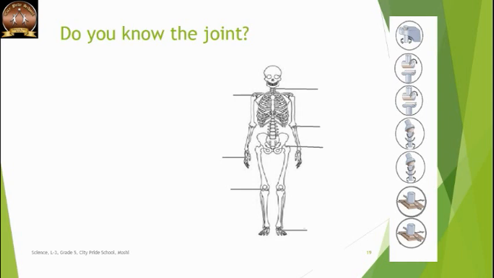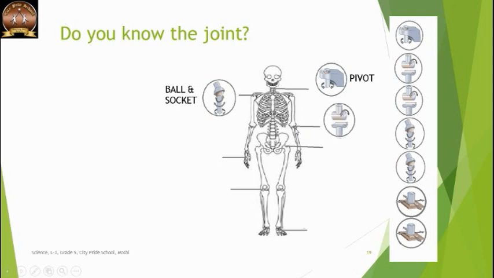Now, let us see how much you remember. The joint at the neck is called the pivot joint. The pivot joint allows for side-to-side movement. The joint at the shoulder is called the ball and socket joint. The ball and socket joint allows for free rotation of the hands. The joint at the elbow is called the hinge joint. The hinge joint allows for forward and backward movement up to 180 degrees.